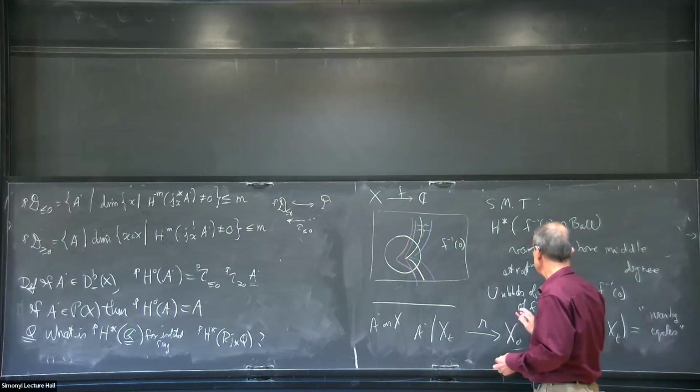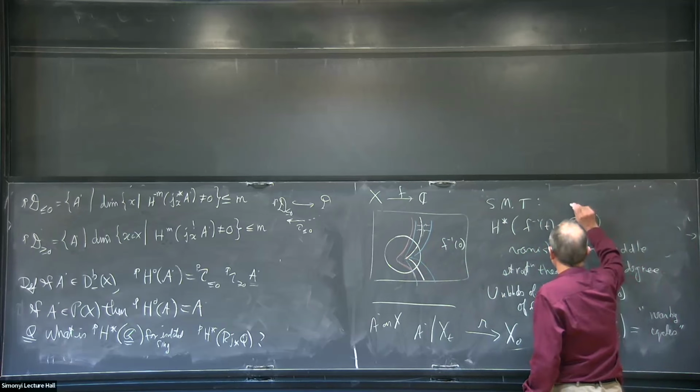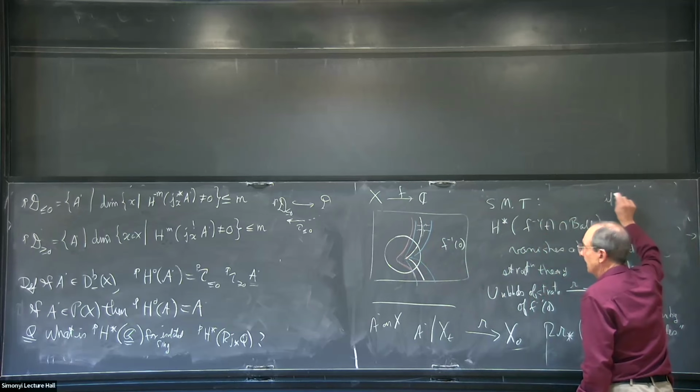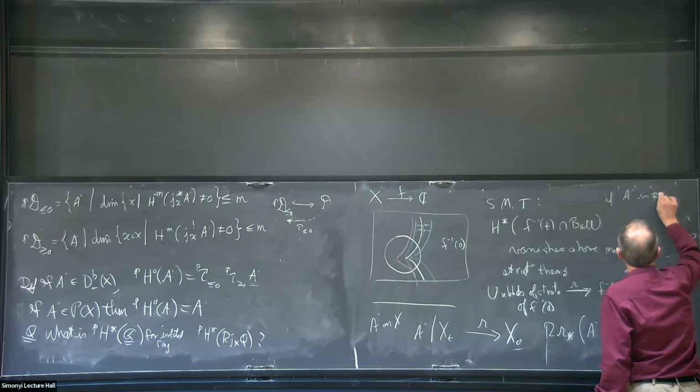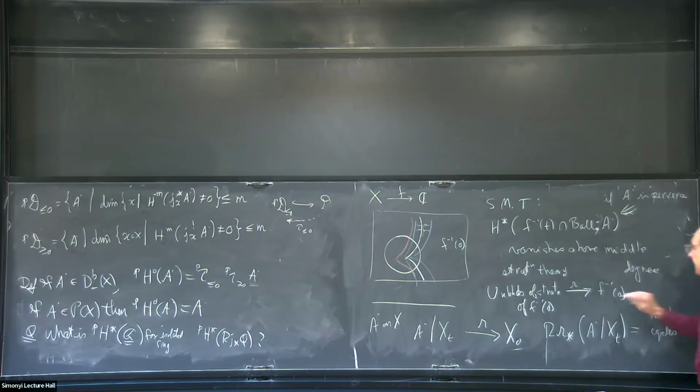This Morse theory calculation says that if A dot is perverse, then the cohomology of F inverse of T with coefficients in A dot vanishes above the middle dimension. And so it satisfies, again, the conditions of a perverse sheaf. And so this proves, using Morse theory, that if you specialize a perverse sheaf from the whole space to the special fiber, you again get a perverse sheaf.